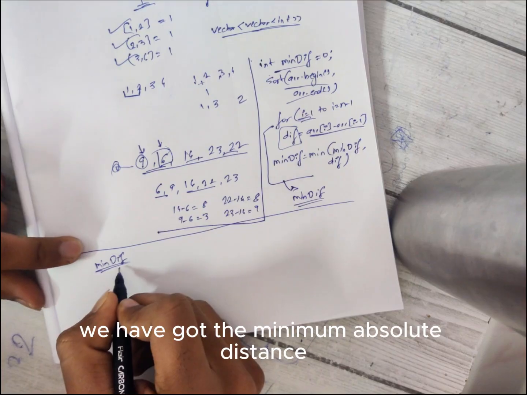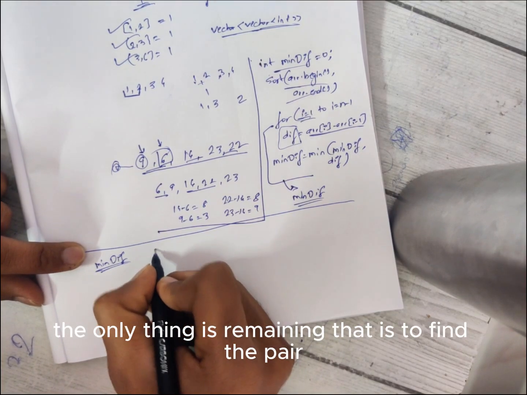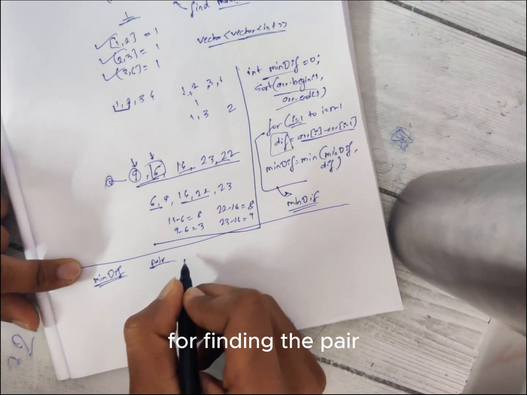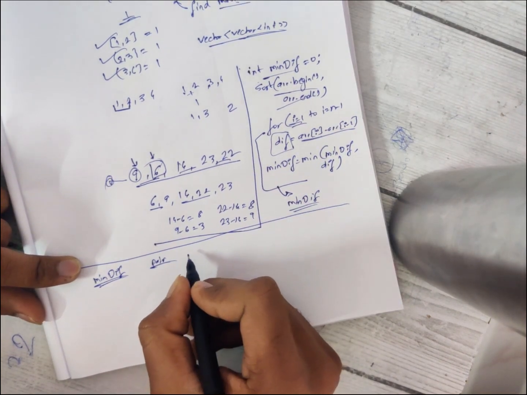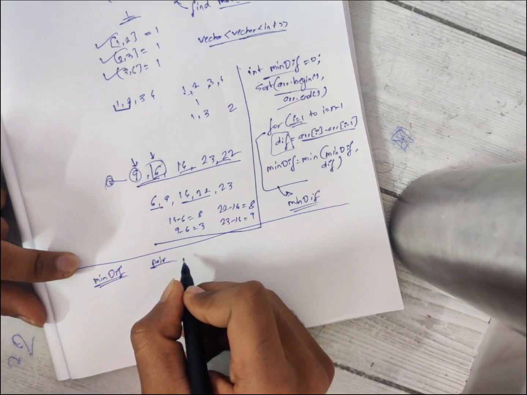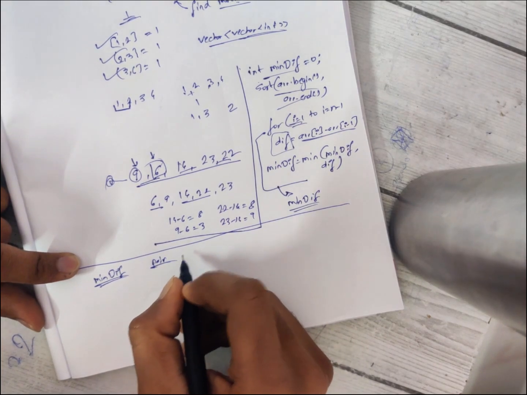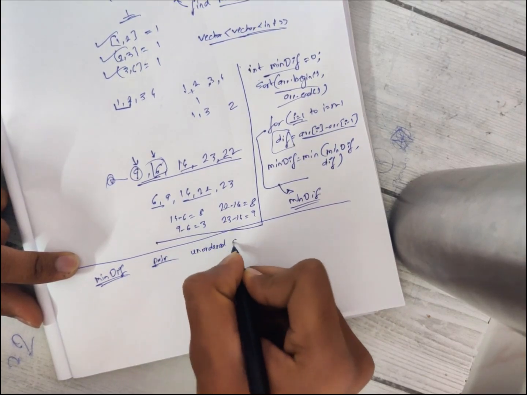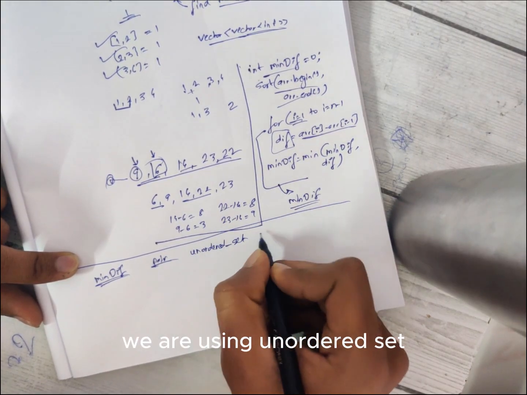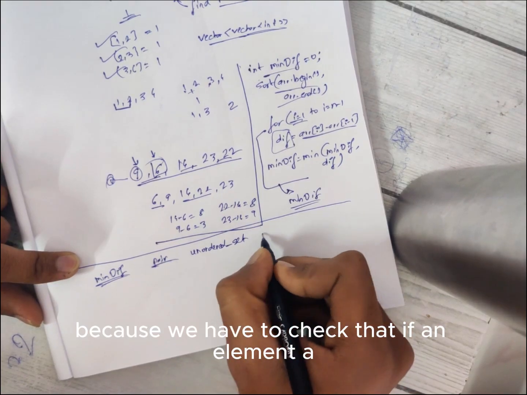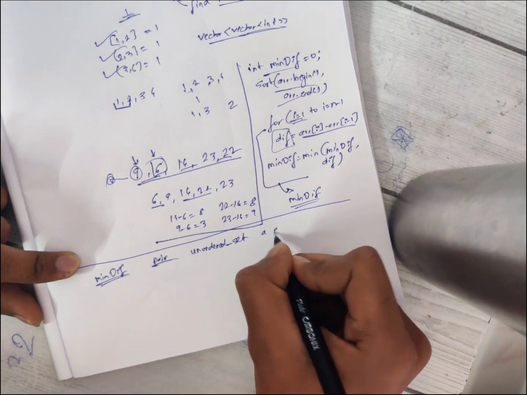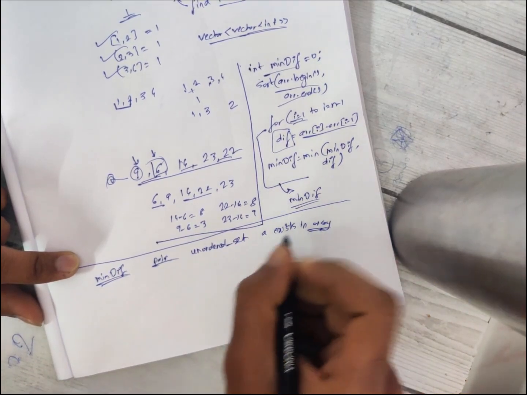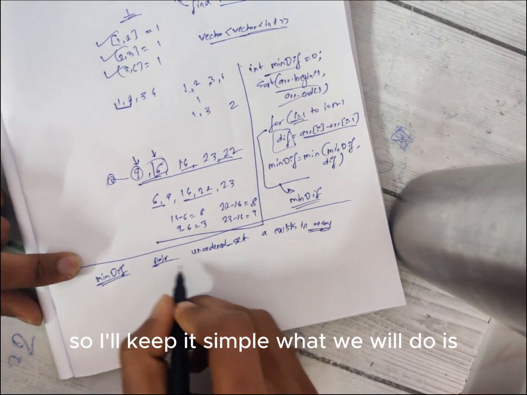Now we have got the minimum absolute distance. The only thing remaining is to find the pairs. For finding the pairs, what we'll do is we will take an unordered set. We are using an unordered set because we have to check whether an element A exists in the array or not. So I will keep it simple.